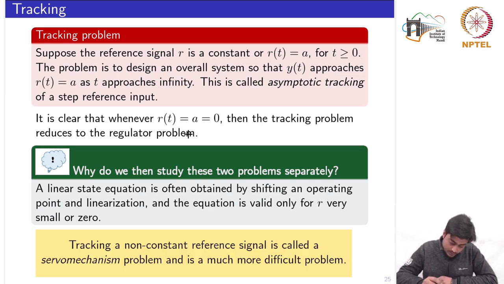Now suppose the reference signal is no longer a constant signal, or it is a time varying signal, let's say a sinusoidal signal, then that problem is called a servo mechanism problem, and that is a much more difficult problem. We won't be addressing the servo mechanism problem, but along with the solution of the tracking problem, those problems could also be dealt with. So now we will see how you can achieve the tracking for any constant reference signal.